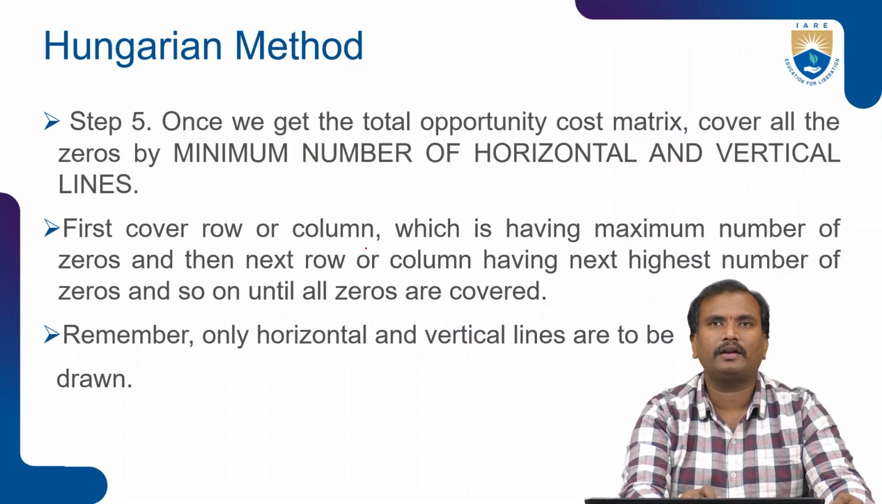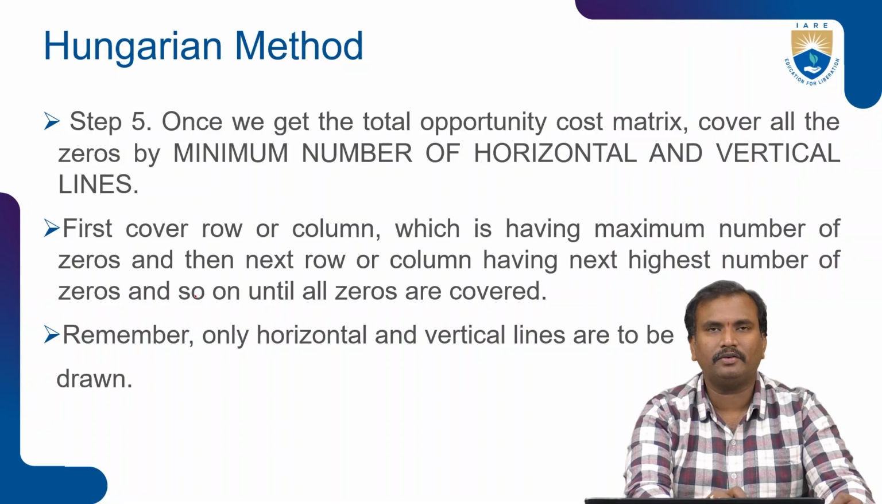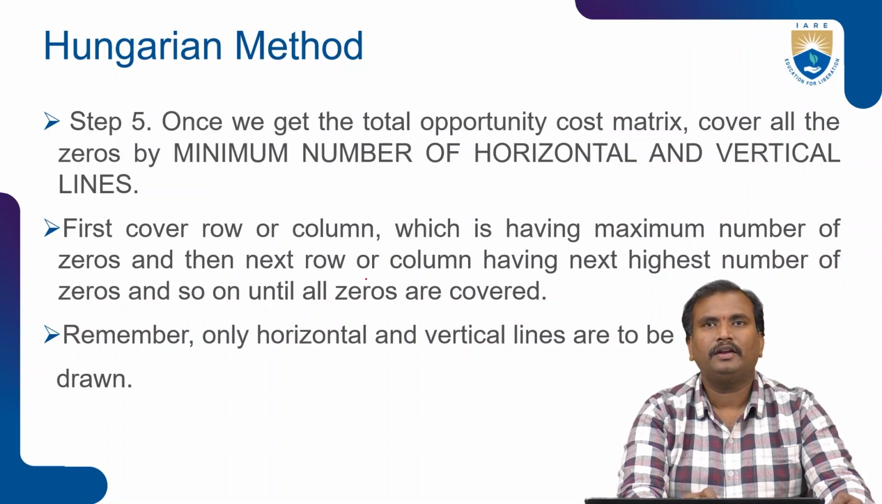First cover the row or column which has the maximum number of zeros, and then the next row or column having the next highest number of zeros, and so on until all zeros are covered. Remember, only horizontal and vertical lines are to be drawn.